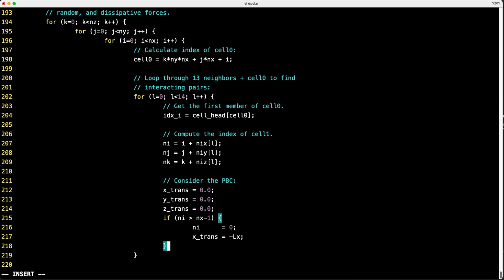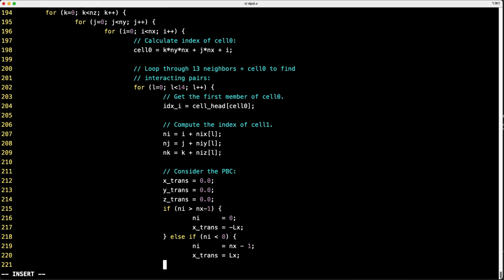But what if we're on the x equals 0 boundary, and we're looking for neighboring particles? Well, the neighboring cell to our left doesn't exist. That neighboring cell would be all the way on the other side of the system. So the other option is else if ni is less than 0, that means we've gone in the wrong direction, right? We need to go to the plus Lx side of the system. So ni would be equal to nx minus 1 in that case. And the amount that we need to translate the separation distances between the two particles would be equal to Lx.